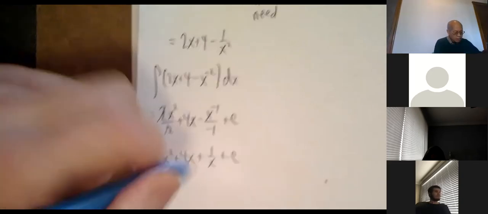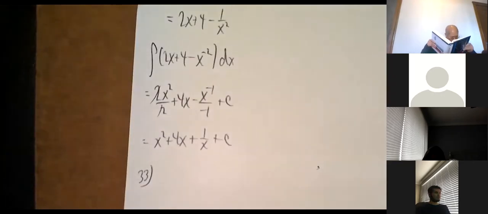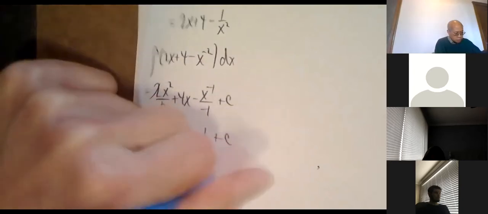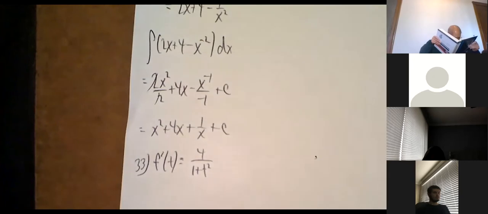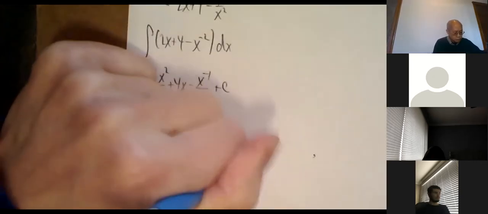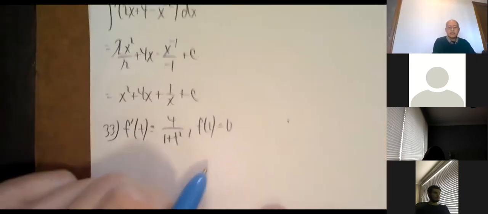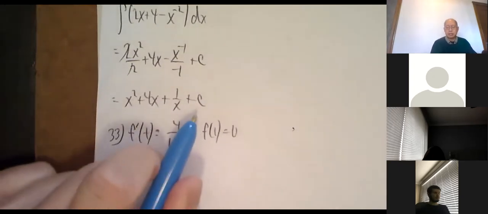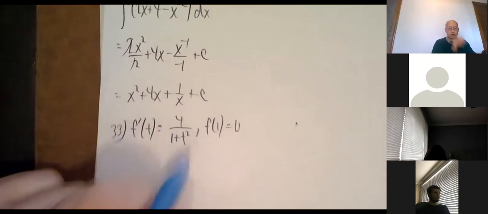And now 33. f prime of t equals 4 over 1 plus t squared. f of 1 equals 0. This information tells me my answer isn't going to be blah, blah, blah plus C. I'm going to be able to figure out the C. So instead of infinitely many functions differing by a constant, it's just going to be one function.